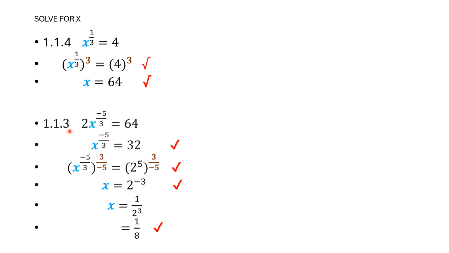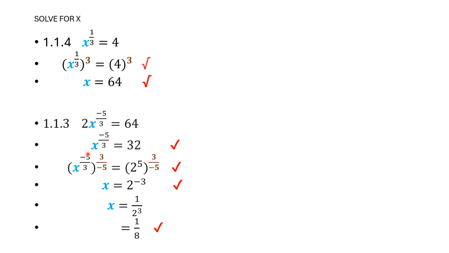1.1.3, also these questions are all from past exam papers. So now we have 2x to the power negative 5 over 3 equals 64. So the difference is here, I've included an extra value. So first we're going to say 64 divided by 2 to get to 32. We want to solve for x, so we always want x on its own. So 64 divided by 2 then gives me 32.